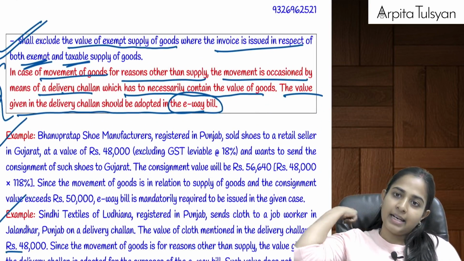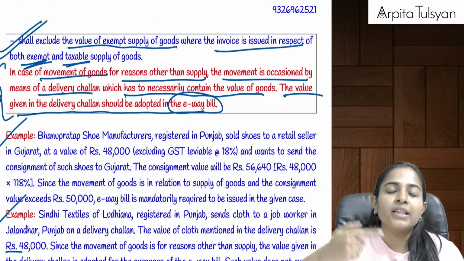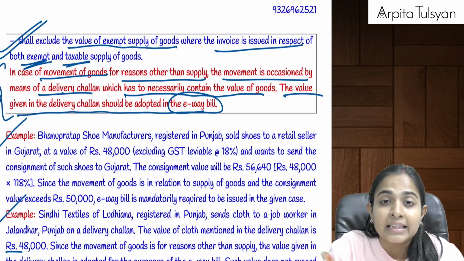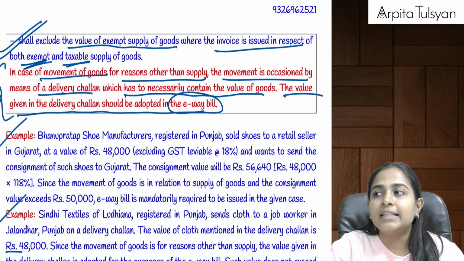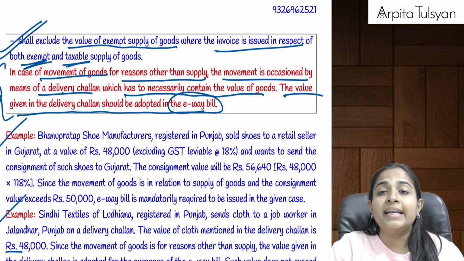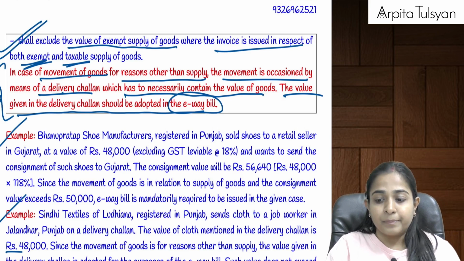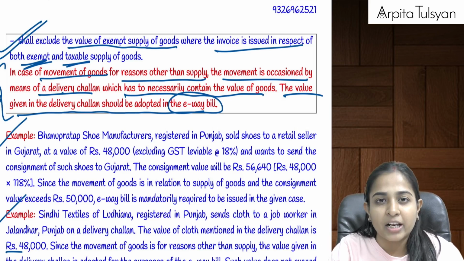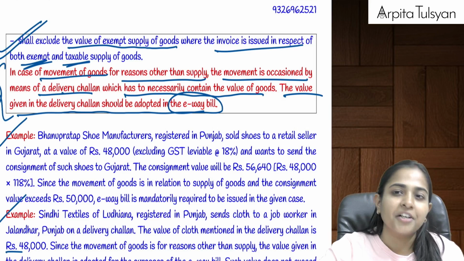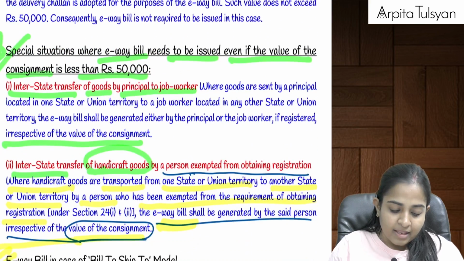Now suppose you are moving goods from one place to another for reasons other than supply. In that case you will not have any invoice value. Yes, but that movement is also supposed to be authenticated by a delivery challan. So whatever value is written in the delivery challan will be considered as your consignment value. Are you clear with this?